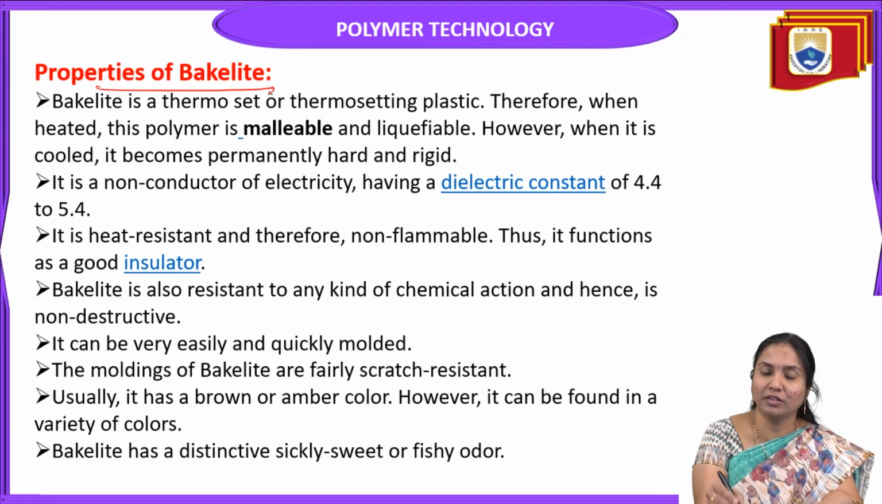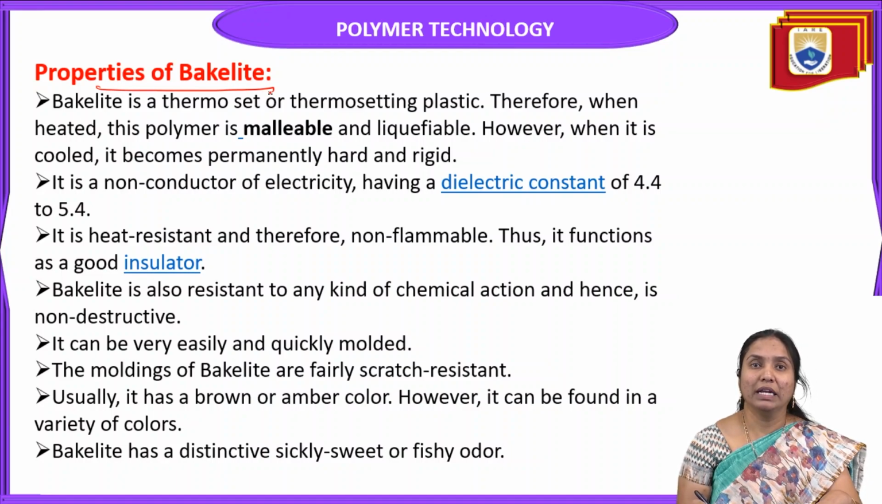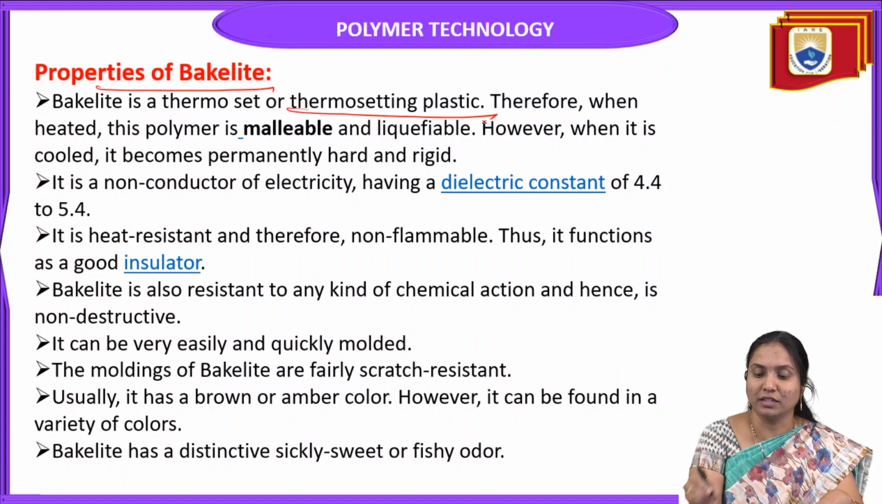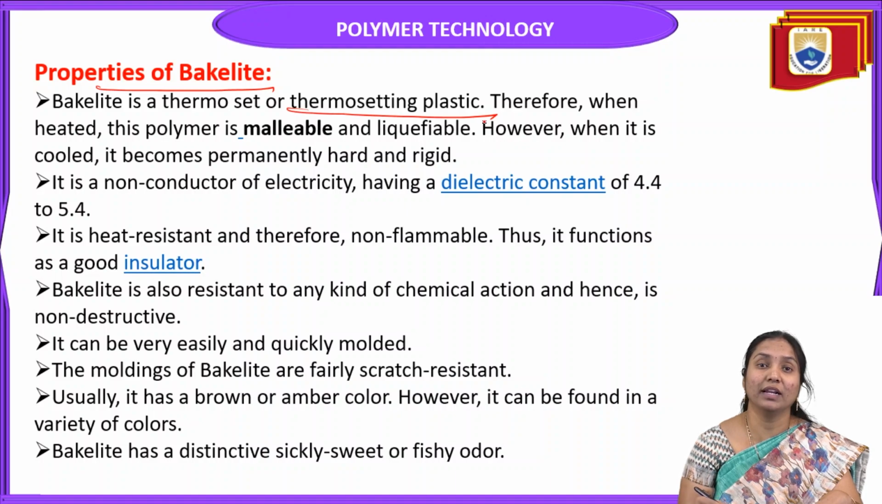Now let's discuss the properties of bakelite. Bakelite is a thermosetting plastic. Generally, bakelite is prepared by condensation polymerization. Thermosetting means it only hardens on heating. Once it becomes hard, we cannot change it or remold it again. This type of plastic is called a thermosetting plastic.